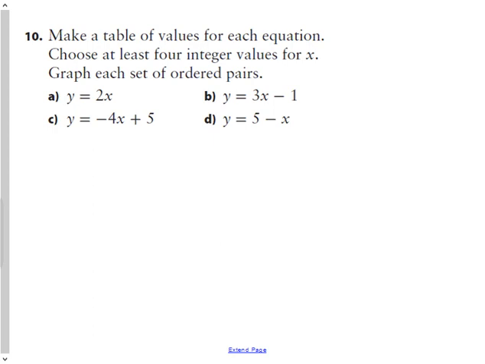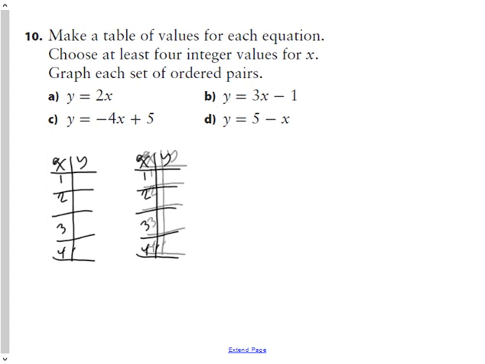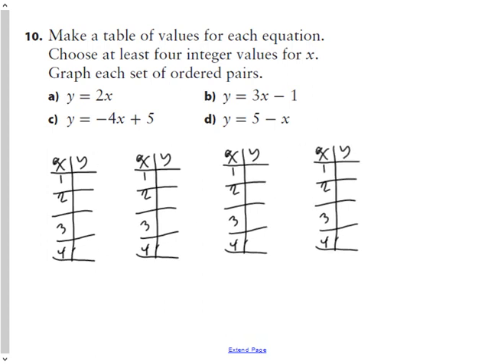Question 10, make a table of values for each of the equations. So, for each of them, I'm going to use 1, 2, 3, and 4. Okay? So I'm going to take this table, and I'm going to infinite clone it, I'm going to make it 4 times. And for the first one, y equals 2x. If x equals 1, y equals 2. If x equals 2, y equals 4. If x equals 3, y equals 6. And finally 8.